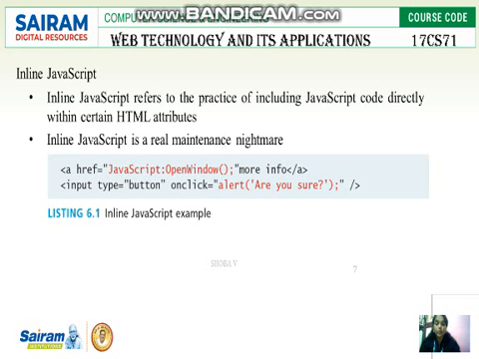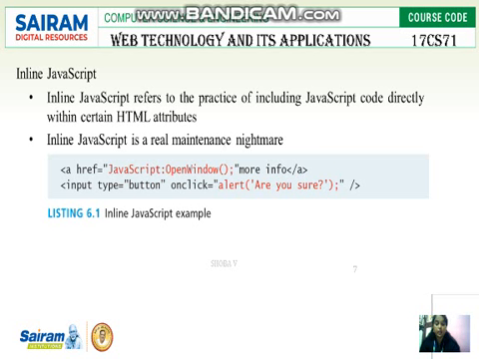So inline JavaScript refers to the practice of including JavaScript code directly within HTML pages. Inline JavaScript just reduces the requests made by the web page, and by displaying the content to the user, it also saves time in the user experience. And this is a real maintenance nightmare. We can embed the information within script tags, and this is the inline JavaScript example.